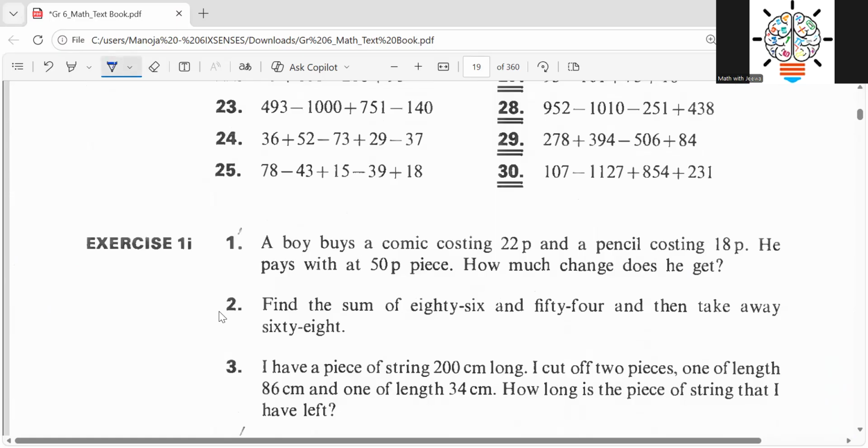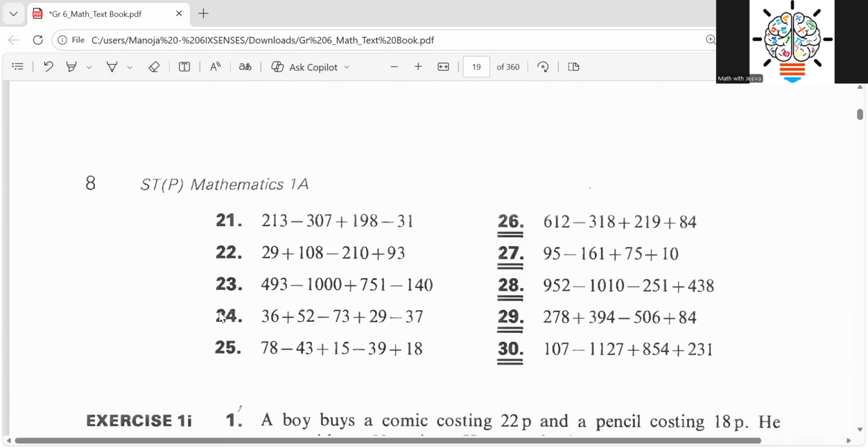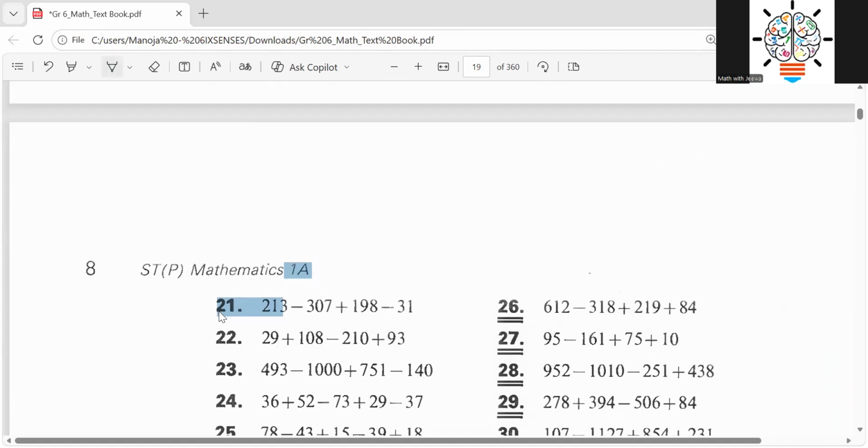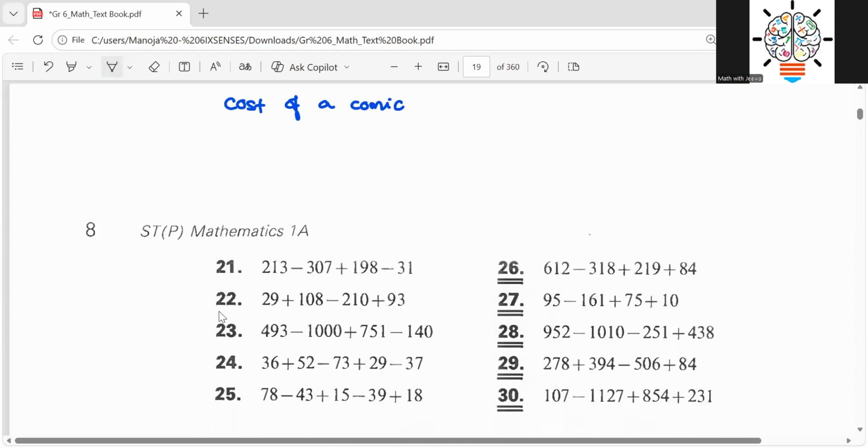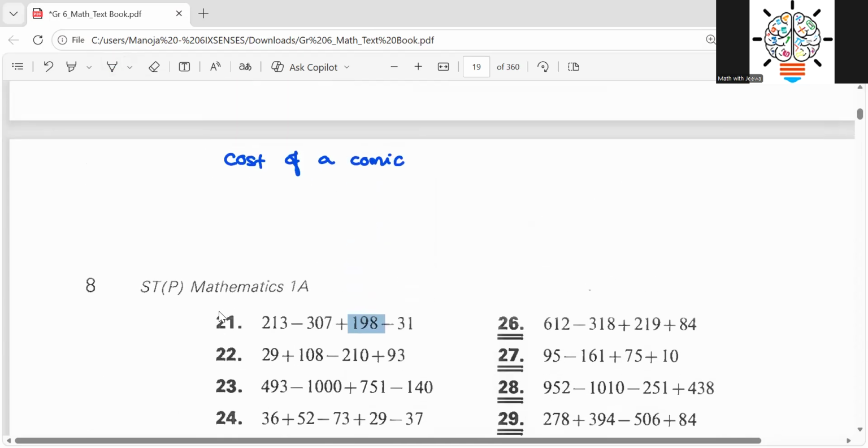First of all, you want to find the total cost of his items. So you can write the cost of a comic, right? Then what is the other item he bought? The cost of a pencil, right? Then you write the cost of a pencil. Okay? And then you write the total cost.